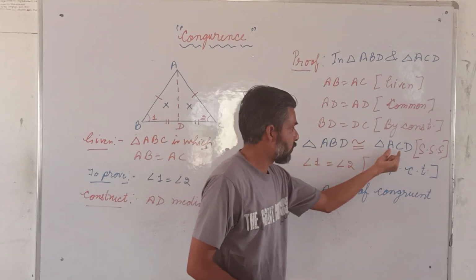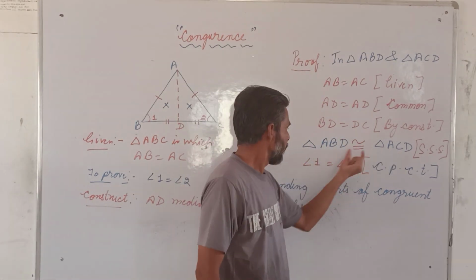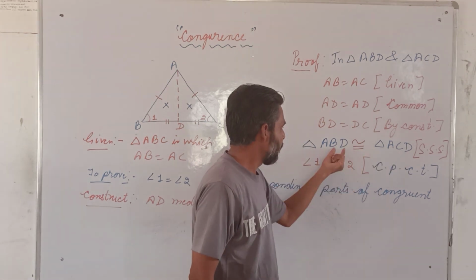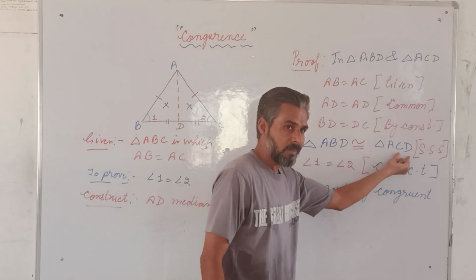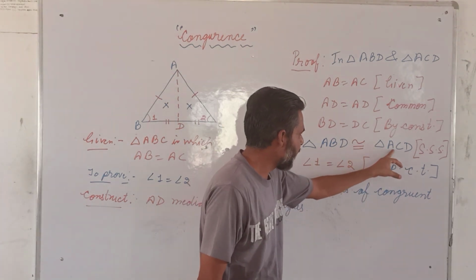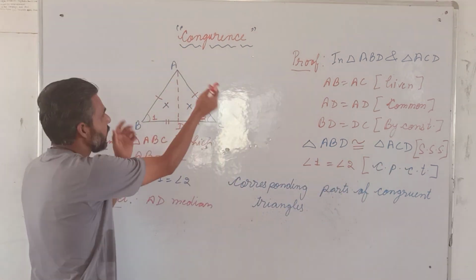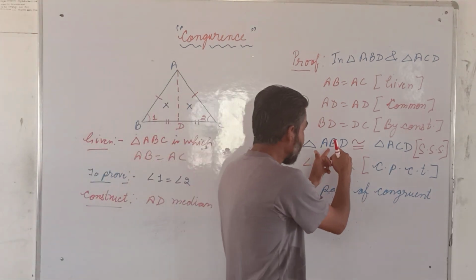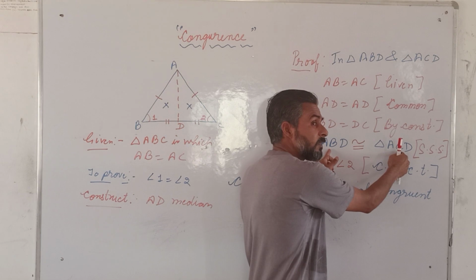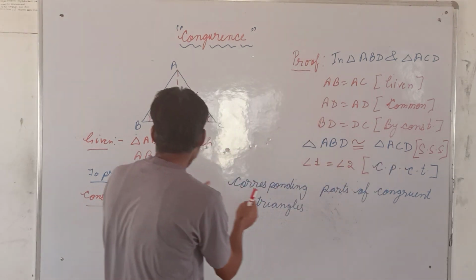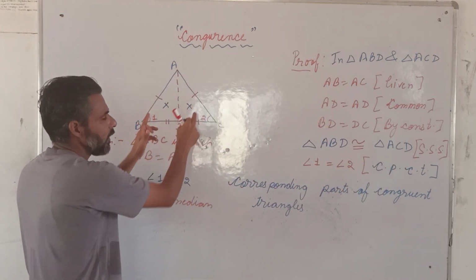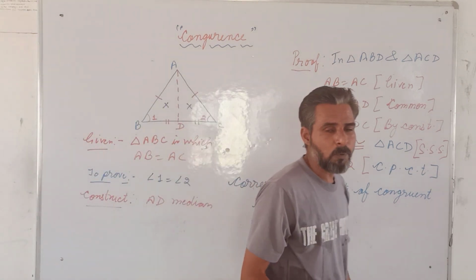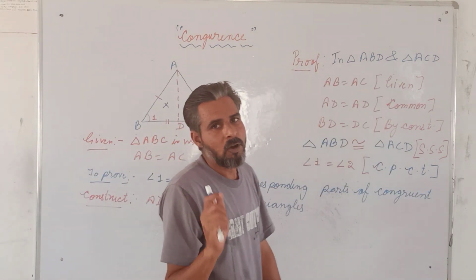So AB will be equal to AC. AD will be equal to AD, common. Then BD equals CD. Angle A will be equal to angle A. Angle A is in both the triangles, here angle A, here angle A. That will be equal. Second angle, here is B, here is C. Angle B will be equal to angle C. Like this, from the name also we can assess the corresponding parts of the congruent triangles.